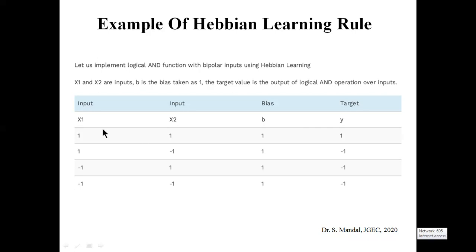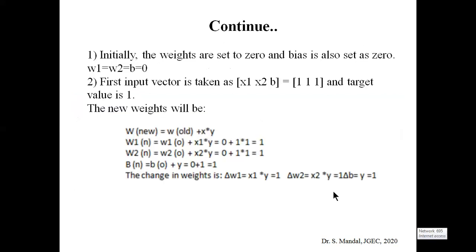So you can see that when x1 is 1 and x2 is minus 1 and bias is 1, the output will be minus 1. The first simple condition for the logical AND operation is that all values should be 1. So when x1 equals 1, x2 equals 1, and b equals 1, then output is 1. In all other possible cases the output will be minus 1. That means the targets are 1, minus 1, minus 1, minus 1. So we need to achieve this AND function using Hebbian rules.